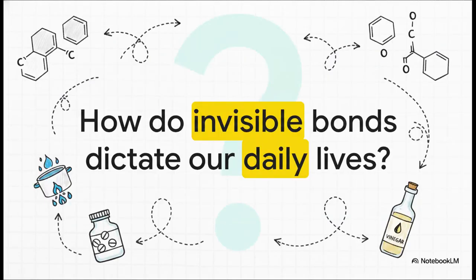As we wrap up today's explainer, I want you to just sit back and really think about this for a second. How is it that these totally invisible, microscopic single and double bonds inside carbon molecules fundamentally dictate literally everything around us? I mean, from the fuel we burn to cook our dinners to the cough syrups in our medicine cabinets, right down to the vinegar on our dining tables, the chemistry of carbon isn't just textbook stuff. It is literally the chemistry of our daily lives.